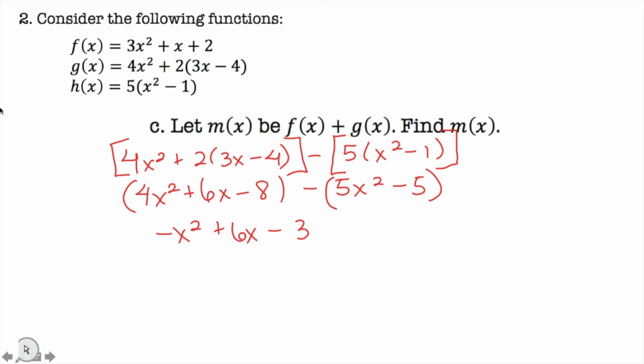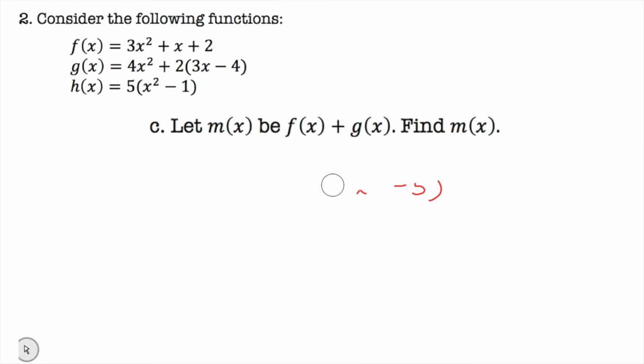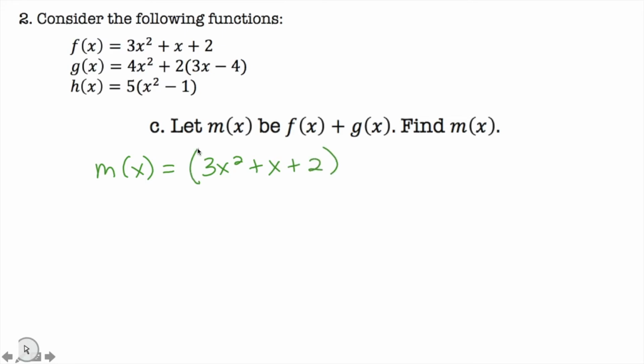And then for C, let m of x be f of x plus g of x, find m of x. So m of x is just your new function after you add f of x and g of x together. So let's use this color instead, green. We're trying to find m of x, so we're going to write it like this. M of x equals f of x, which is 3x squared plus x plus 2. And you're going to add it with g of x. So we have a bracket, 4x squared plus 2 times 3x minus 4.